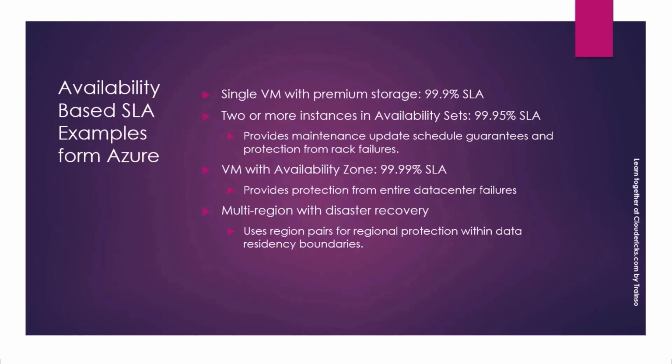Availability based SLA examples from Azure. If you have a single VM with premium storage, Azure gives you 99.9% SLA. If you have two or more instances of VMs in availability sets, you get 99.95% SLA. Azure provides maintenance update guarantees and even protection from rack failures. A data center may have multiple racks of servers.